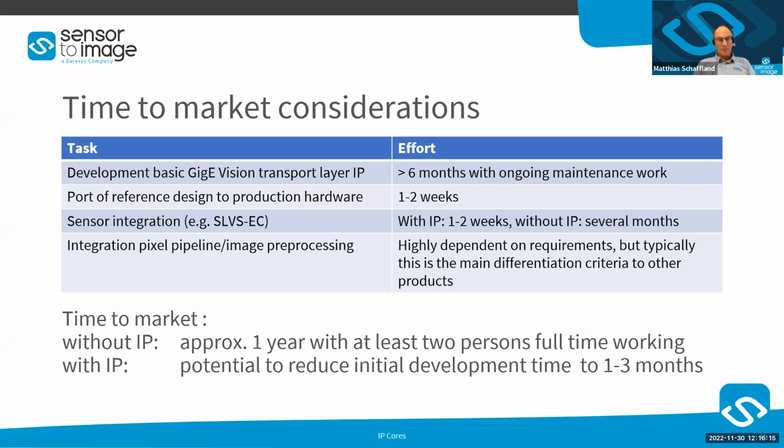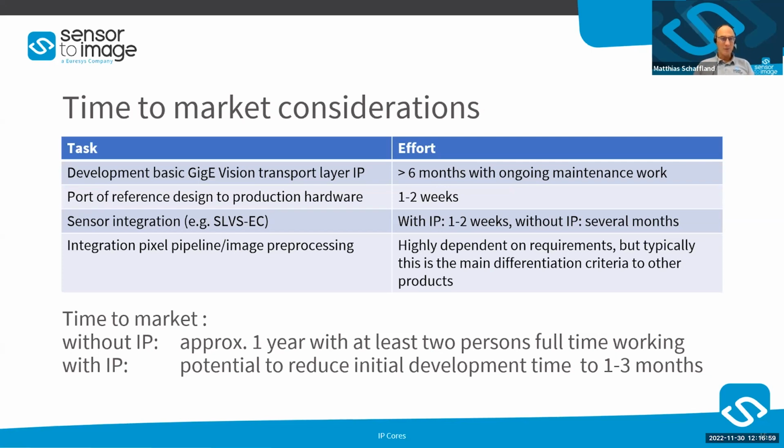The integration of the pixel pipeline, the image processing, is highly dependent on the requirements. So I cannot give a general guideline or rule here, but typically this is anyway the main differentiation criterion to other products. So in our experience, this is where the camera manufacturers should focus and have their own specific know-how within that block. Only a few common things could be reused as IP cores, as mentioned before, using HLS or some video suites. But if you have special things, this is really your own know-how on IP.